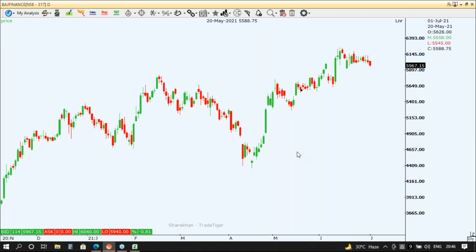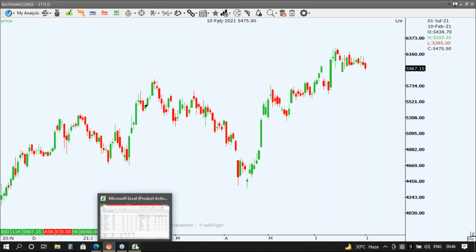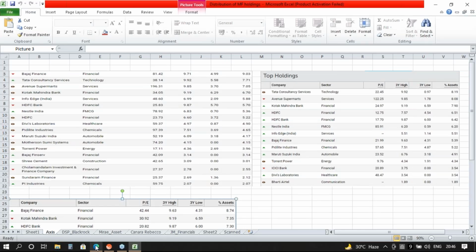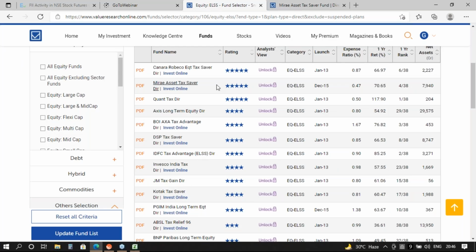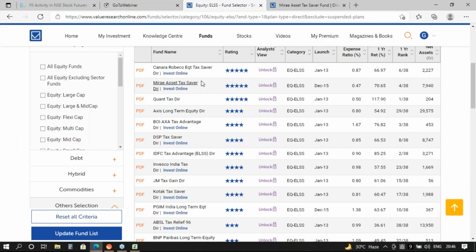The first thing you will understand. Point number two, my feedback would be: take the Excel sheet or compare these snapshots of the best mutual funds. Which are the best mutual funds? Pay attention over here. Canara, Mirae Asset, Quantax, Axis Long Term Equity, Bank of India AXA, DSP, IDFC.